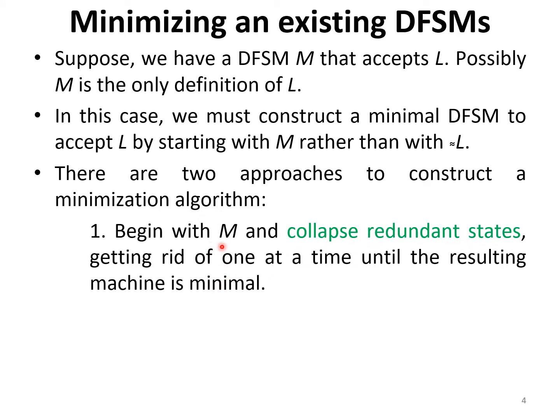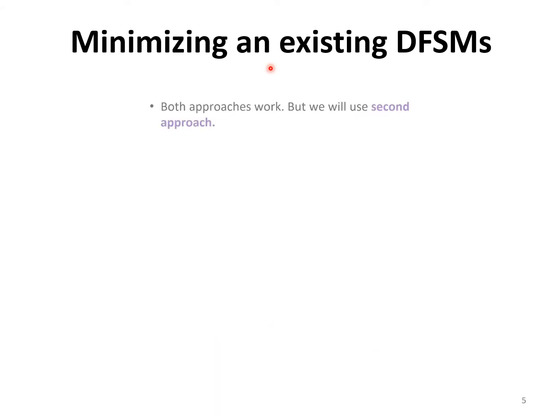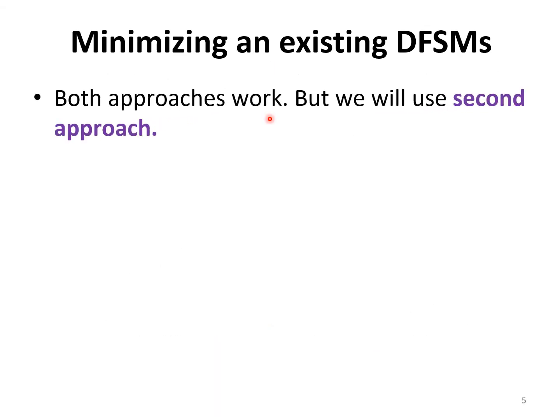The first one is to begin with M and collapse redundant states, getting rid of one at a time until the resulting machine is minimal. The second approach is to begin by overclustering the states of L into just two groups, accepting and non-accepting. Then iteratively split these groups apart until all the distinctions that L requires have been made. Both approaches work, but we will be using the second approach.